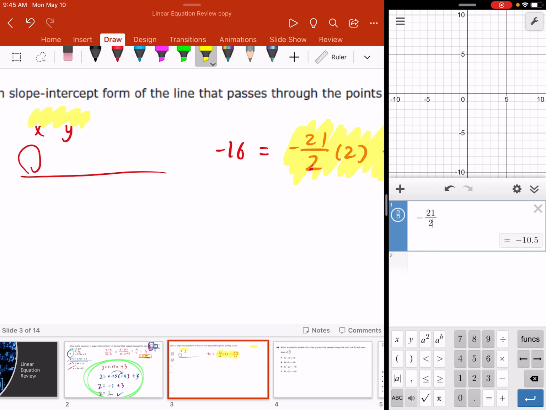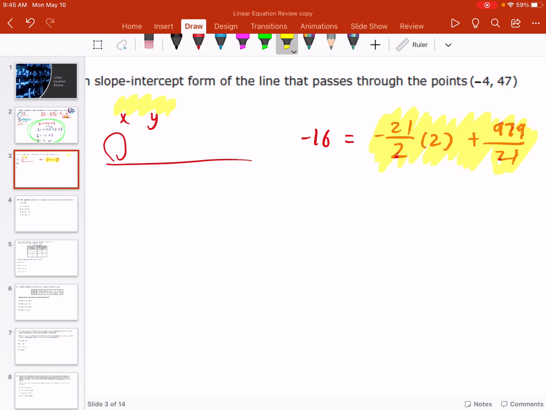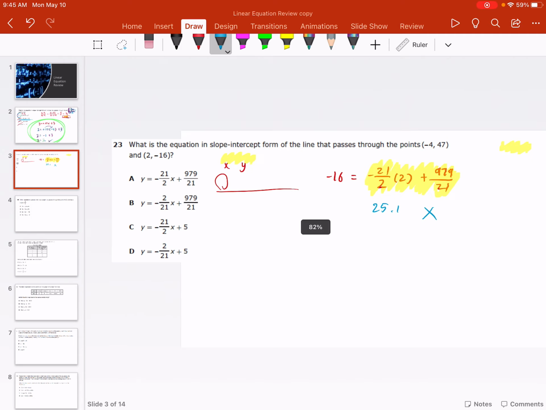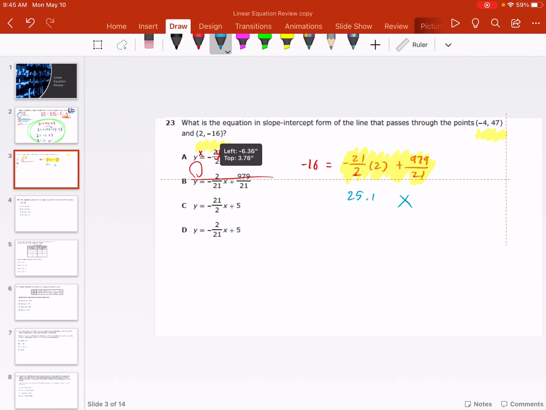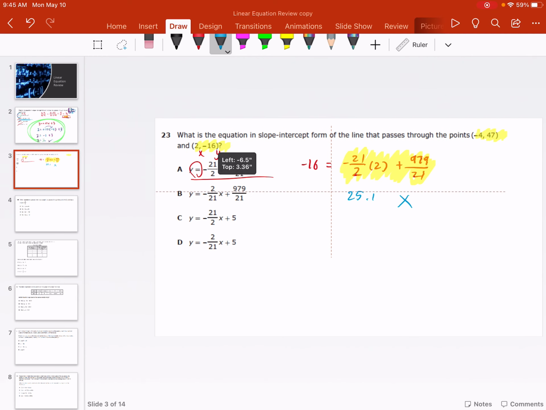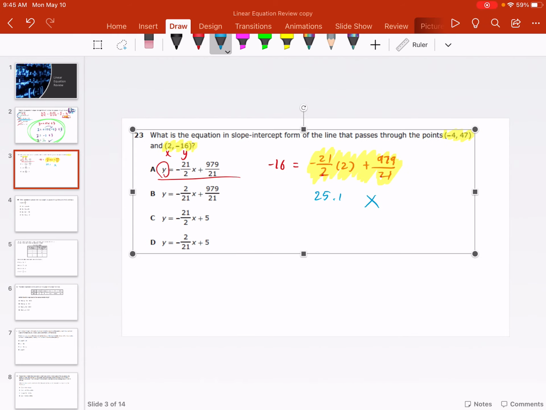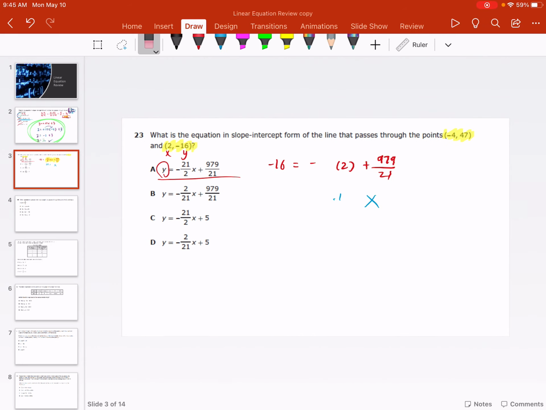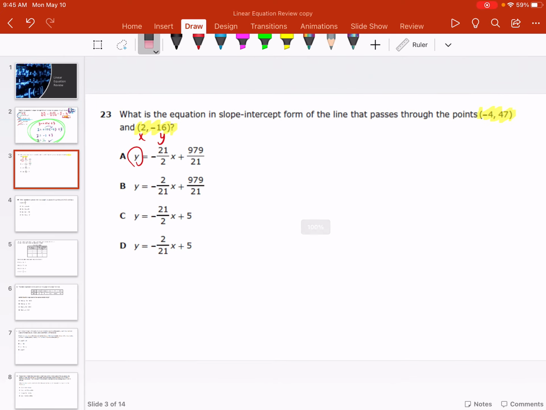-21 over 2, parenthesis 2, plus 979 divided by 21. Nope, I get 25.61. So this one is not true. I get 25 point something. So this one is not true. Okay. Oh, that's what I did here. So nope, that's not it. So I think the fraction is not gonna work.